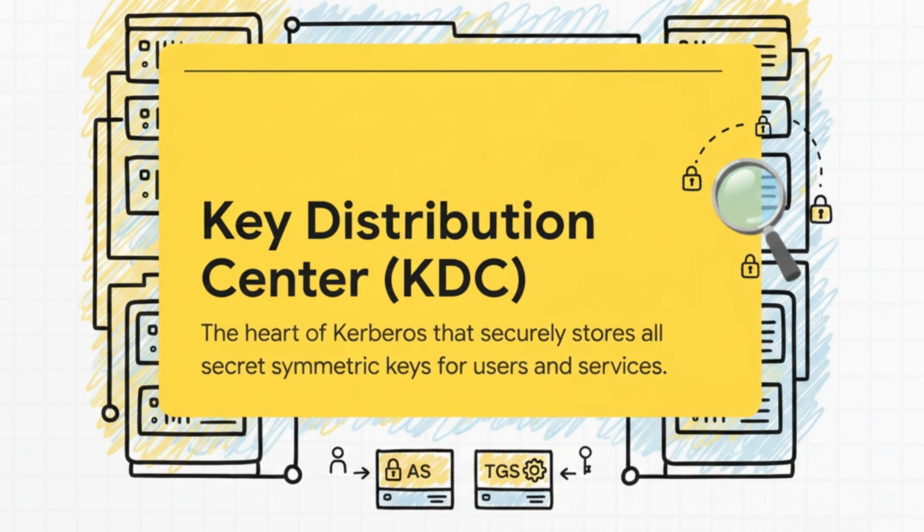And the other server is the ticket granting server, which is the TGS, and it confirms that the user making the request to the KDC is asking for a service that is known in the Active Directory or in the network.